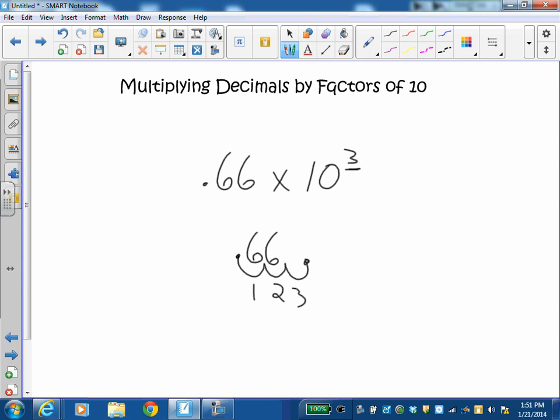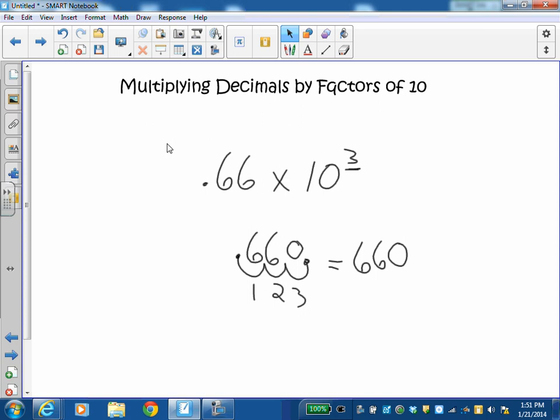The first 2 places that it went just got us behind the 66. But the third one, we have an empty bucket, so we're going to fill it with a 0. So 66 hundredths times 10 to the third power ends up being 660. Okay? All right, so this is just a step through for the first 2 problems for the homework, and you should be able to solve the rest of the problems following the same pattern.